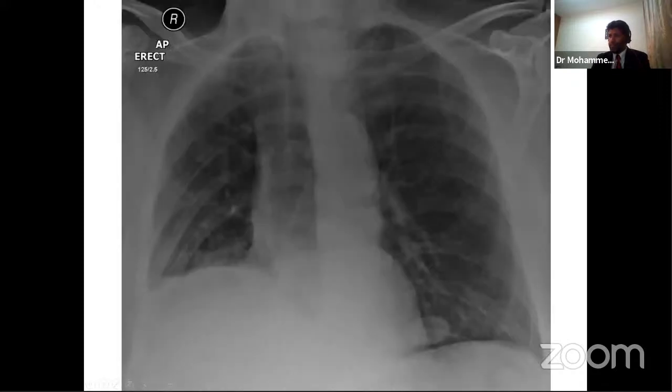And this is just an example where we are seeing a raised right hemidiaphragm. We are seeing a dense lesion here. This is sitting basically out, going beyond the cardiac border. Obviously, this is not a part of the cardiac shadow here. This could be either inside the lung, or this could be an artifact.